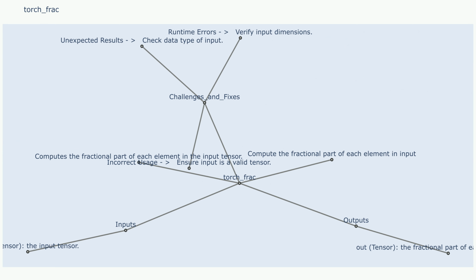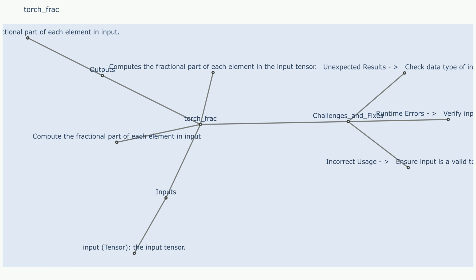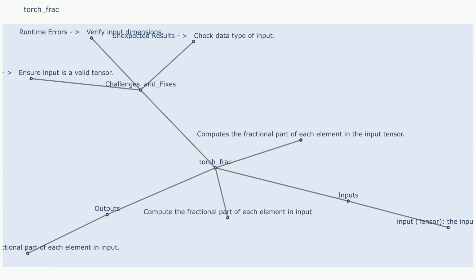This tensor can be of any supported data type, e.g. float, double, etc. It can be a scalar, vector, matrix, or any higher order tensor. Outputs. Output 1. A PyTorch tensor with the same shape and data type as the input tensor. This output tensor contains the fractional part of each element from the input tensor.